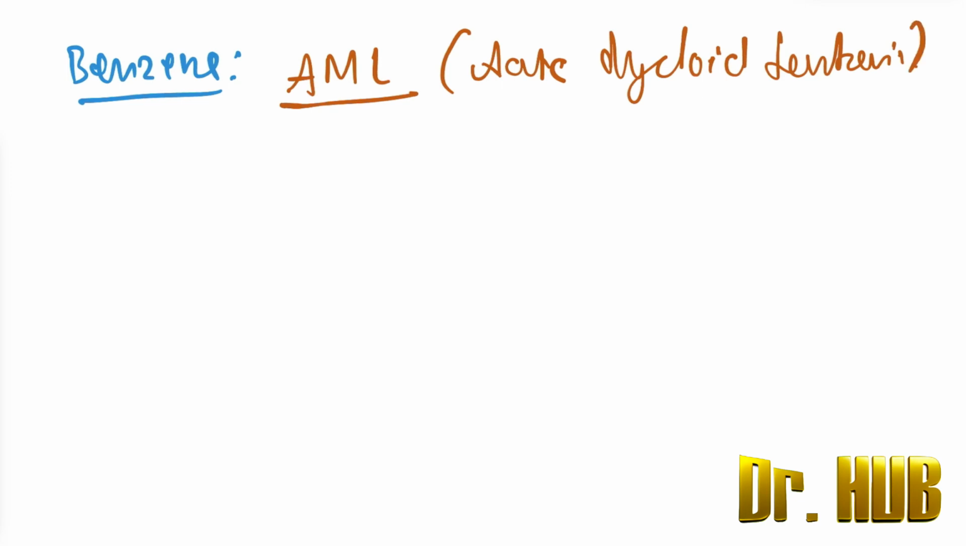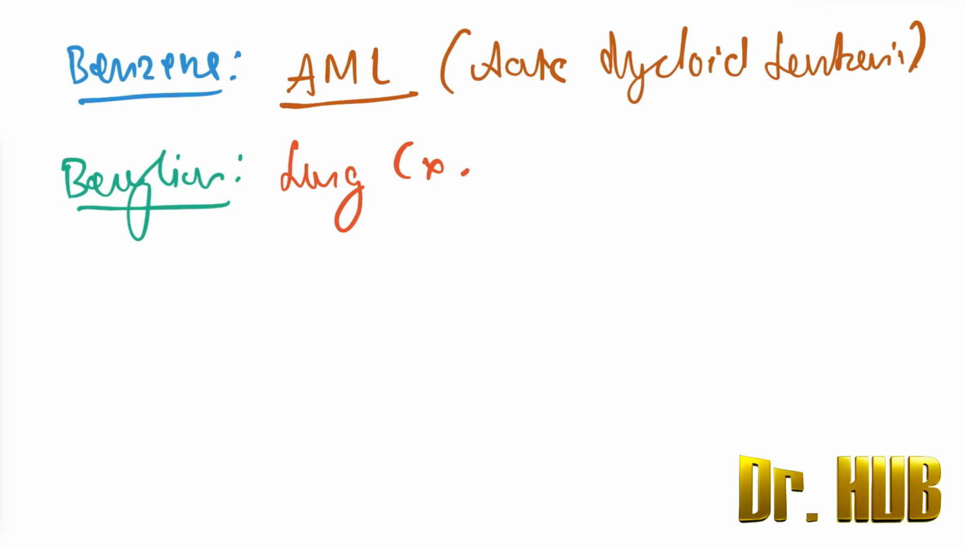Next we move on to beryllium and the beryllium compounds. This beryllium is associated with lung carcinoma. And then we also have cadmium, as well as the cadmium compounds. These are associated with prostate carcinoma.